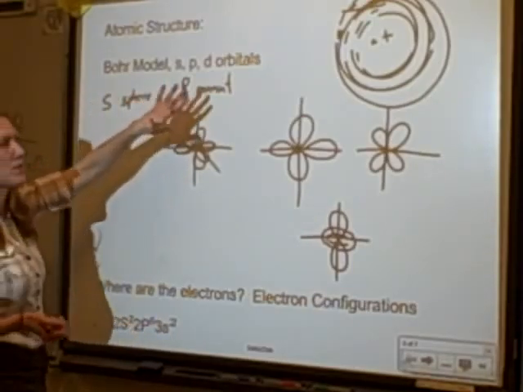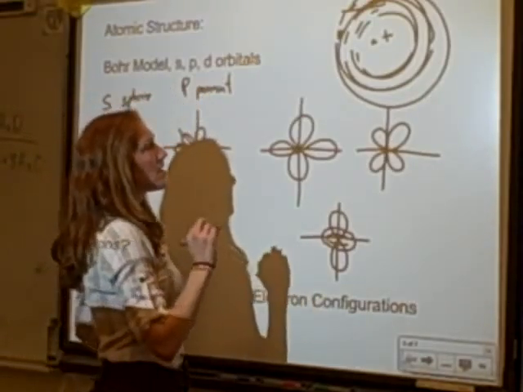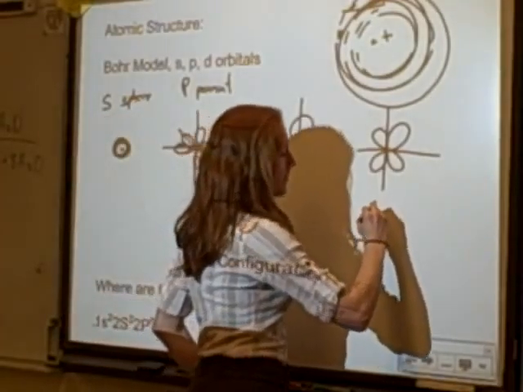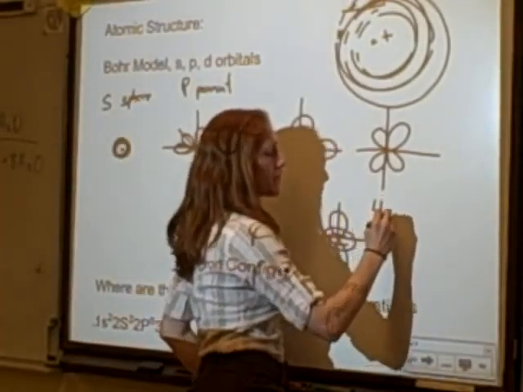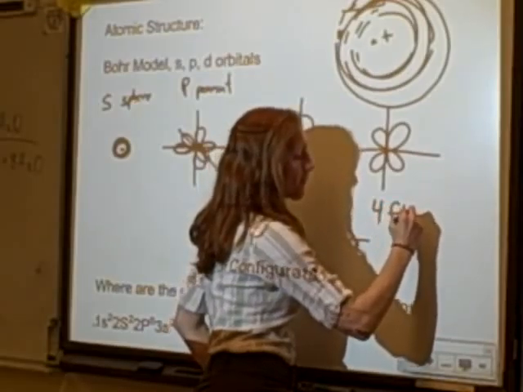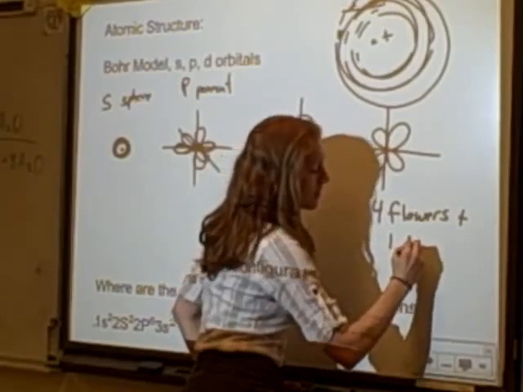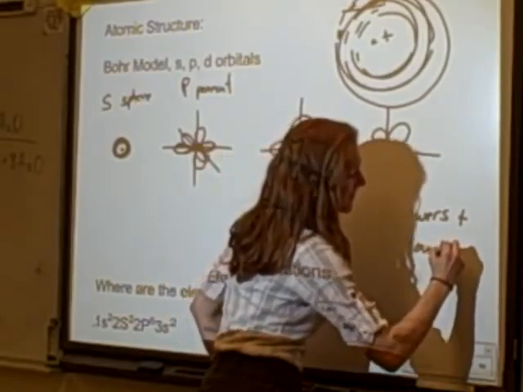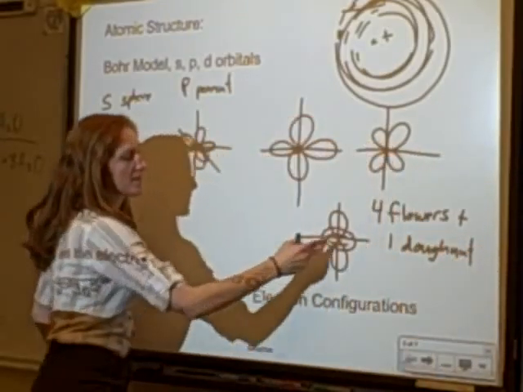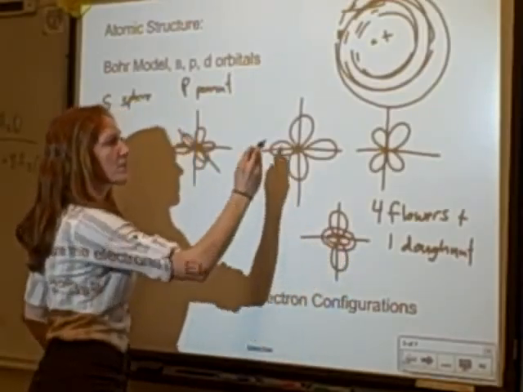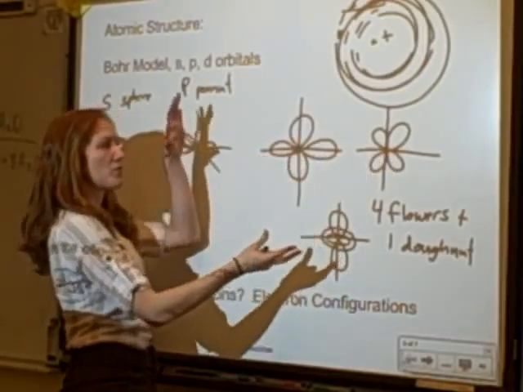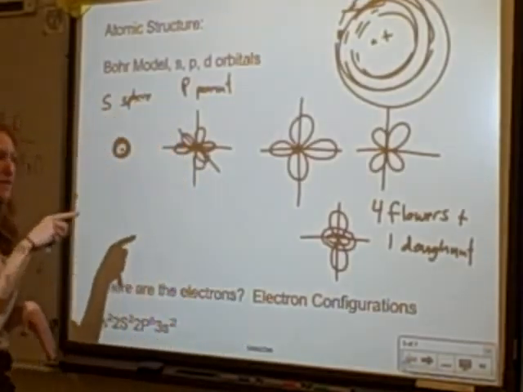S is shaped like a sphere, p is shaped like a peanut. The d's are going to be shaped like 4 flowers and a donut. And that's the donut, this guy. Okay, so you're going to have 4 that are shaped like that. The orbitals are just rotating around in different regions.